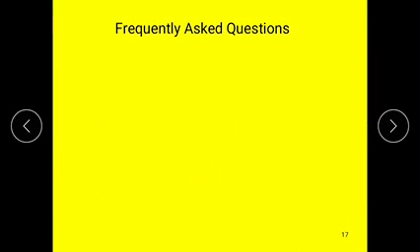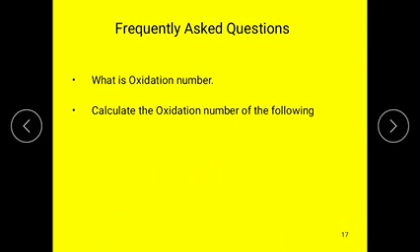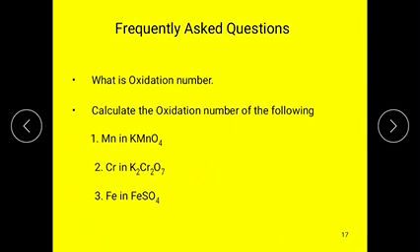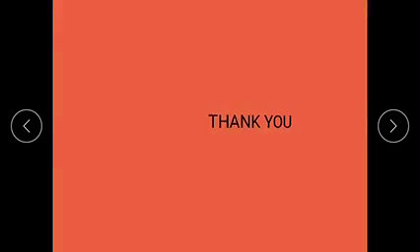Frequently asked questions in this topic: what is the oxidation number? Calculate the oxidation number of the following: manganese in KMnO4, chromium in K2Cr2O7, iron in FeSO4, etc.